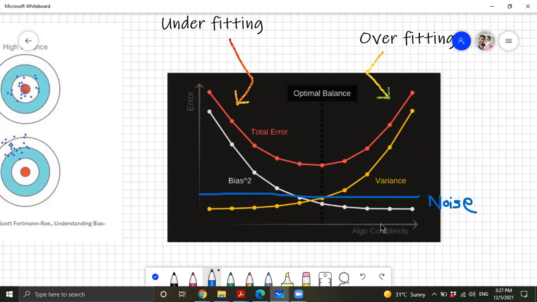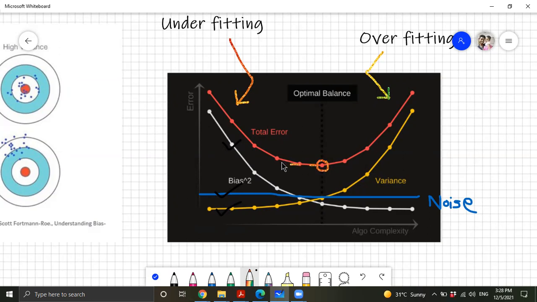Then we need to choose the algorithm complexity such that the sum of the squared bias and the variance will be low. For that, we add these three: variance, noise, and squared bias, so that we can get the total error. If we add like that, you can see we'll get the graph like this red one. What we need is a low total error, and you can see that it happens at this point.